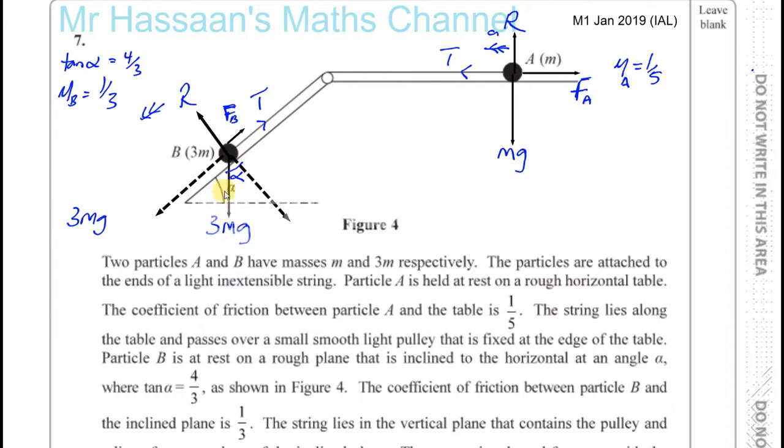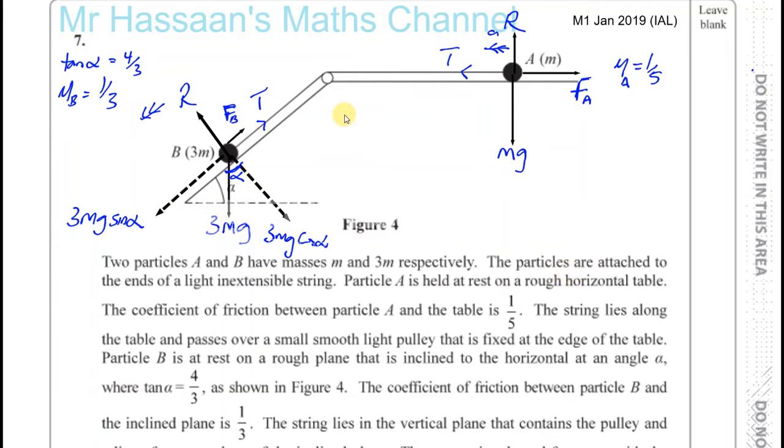To resolve the force 3mg parallel to the plane, you move away from the angle alpha. This is going to be 3mg times sine alpha. To resolve the force perpendicular to the plane, you move through the angle alpha. You're going to write this as 3mg times the cosine of alpha. If you move away from the angle, it will be sine. If you move into the angle, it will be cosine. So those are all the forces now acting upon this particle.